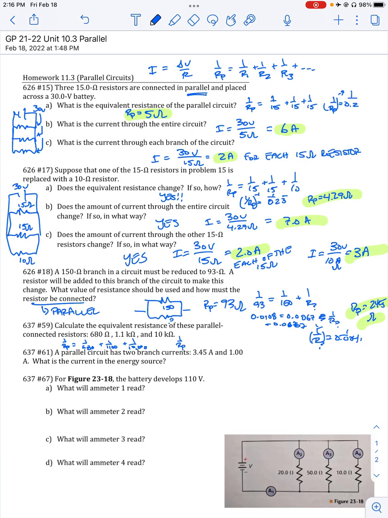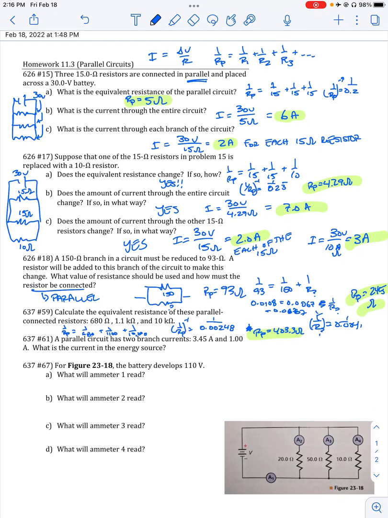1 over RP equals 0.00248. Take that with a 1 divided by. All right, 1 divided by that answer. We should see our new equivalent resistance is going to be 403.3 ohms. All right.